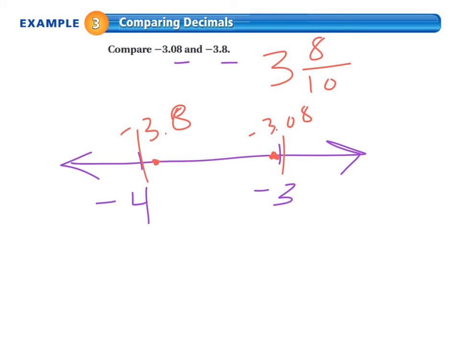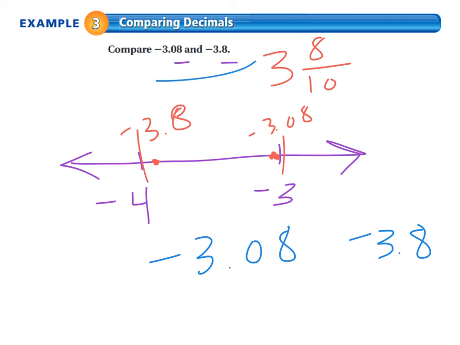Okay, so negative 3.08, negative 3.8, that's the order they gave it to me right here. And if it's to the right on a number line, it's bigger. If it's to the left on the number line, it's smaller. So this one is bigger. The 3 and 8/10ths is bigger because it's more to the right on a number line, because these are negative numbers.